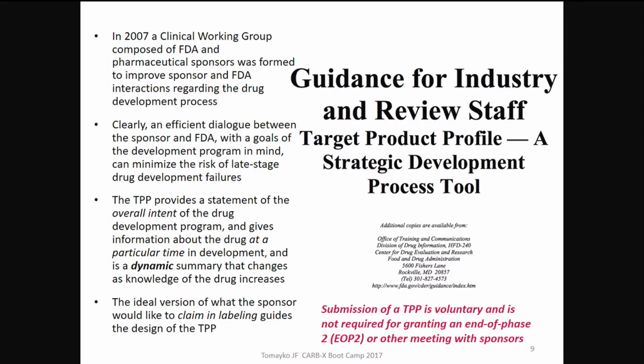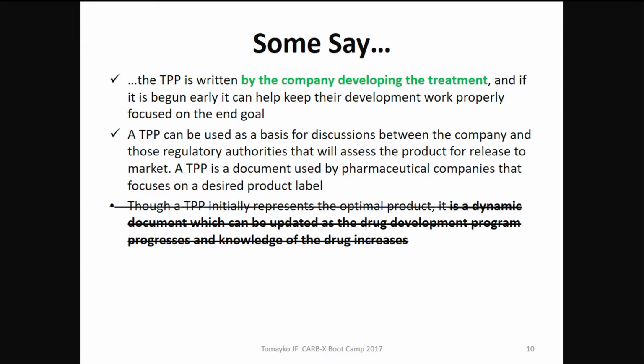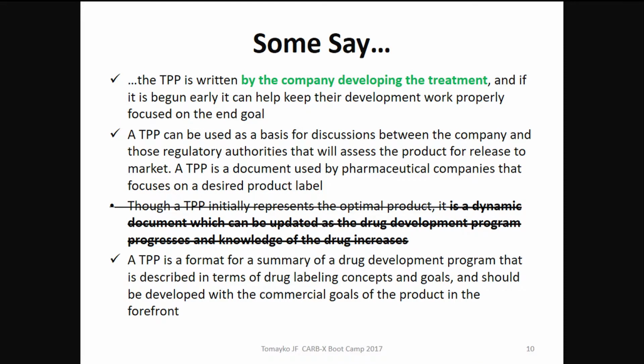Just to be clear, also, and I highlight this in red, it's not mandatory that you submit a TPP if you meet with the FDA, either in an end of phase 2 or any other meeting with the sponsors. But much of what's in your TPP and what you're trying to accomplish will frame your conversations with them. So I'll check the first 2 bullets and I'll slash the third. It's not a dynamic document.